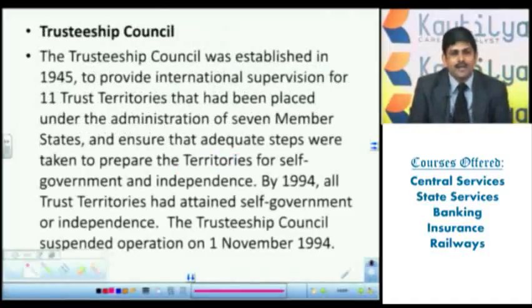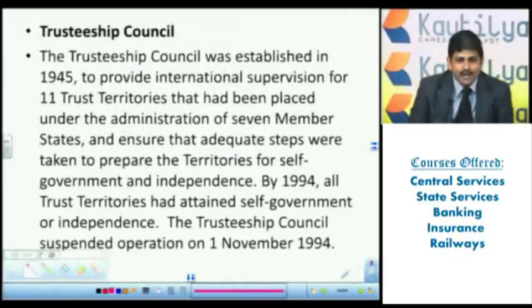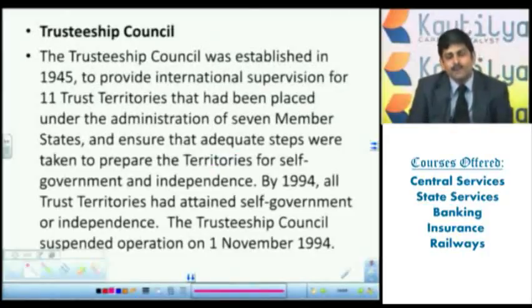Trusteeship, okay, this was established in 1945. The main purpose of this is supervision. At the time, many countries had occupied other countries. That means most of the nations were still without any independence. However, this is not the case in the present era. So right now this also has lost its relevance.